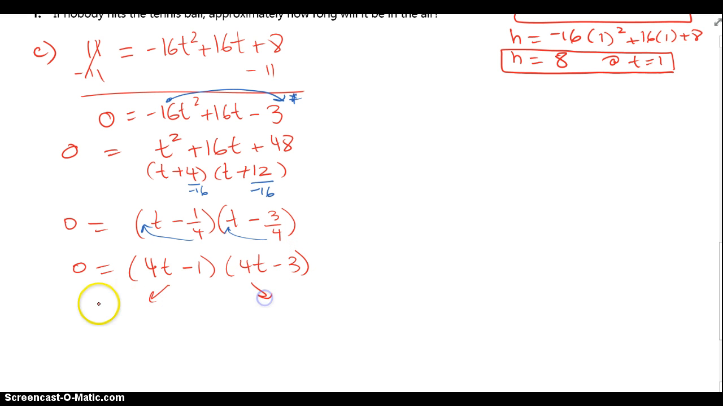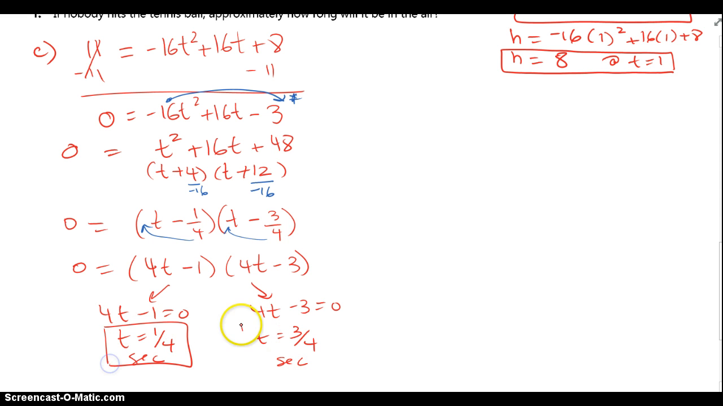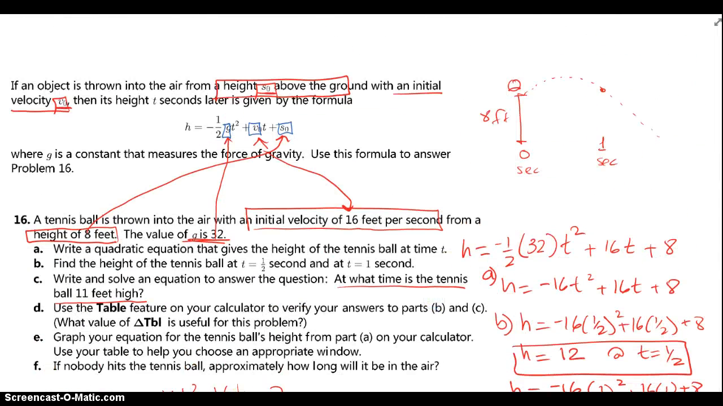And we're going to set each one equal to 0. I get t equals 1/4 when I move the 1 over and divide by 4. And I get t equals 3/4 when I move the 3 over and divide by 4. So at 1/4 of a second later and 3/4 of a second later, we got the ball 11 feet high. So if I go back to my visual here, 11 feet high happens like maybe somewhere here and here, and that's 1/4 of a second later and 3/4 of a second later.